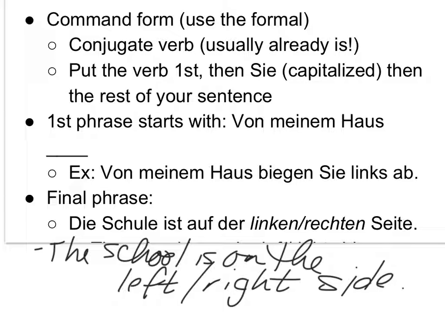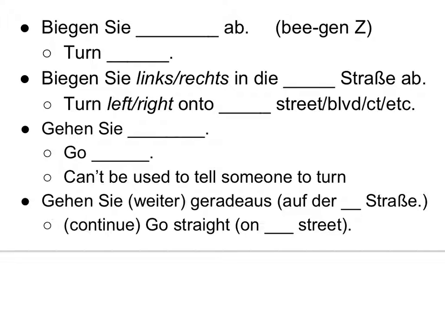Okay? So, so everybody try that one. Biegen Sie blank ab. Biegen Sie blank ab. Okay. So this is a separable verb, so that ab needs to be at the end. Okay. This is how you're going to tell somebody to turn.